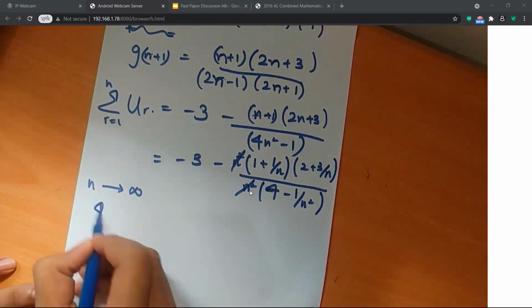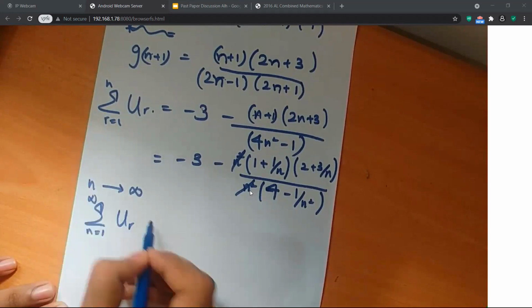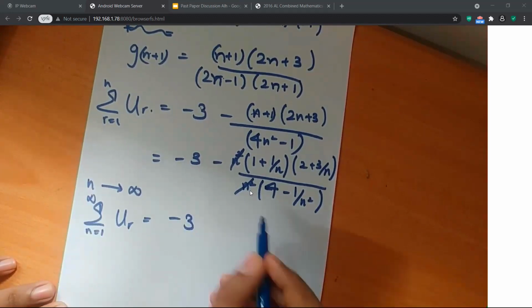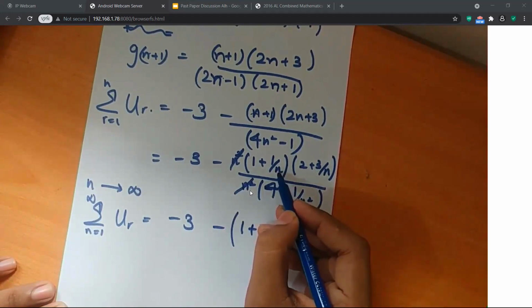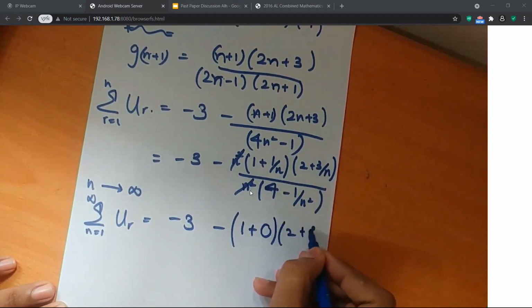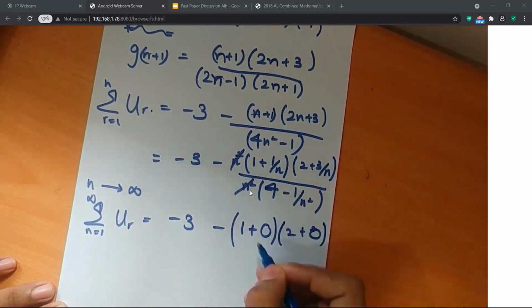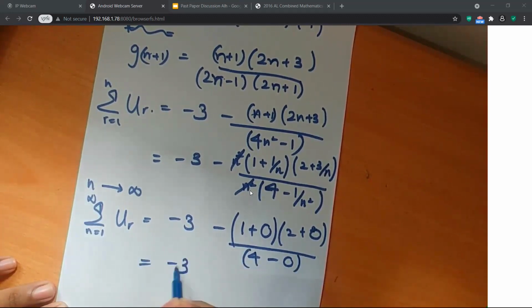Sigma n equals 1 to infinity is equal to minus 3 minus 1 plus, what is n? n is infinity, right? 1 over infinity is 0, into 2 plus what is 3 over infinity? It's also 0. Divided by 4 over 4 minus 1 over n square. 1 over infinity is 0. So now you can see it's a finite value. Minus 3. 1 times 2 is 2 divided by 4. That is minus half.